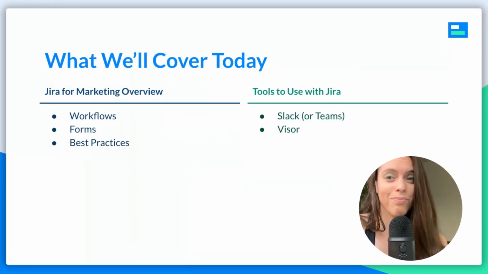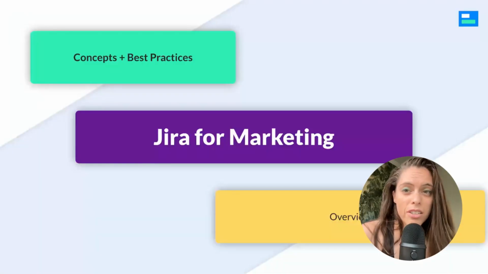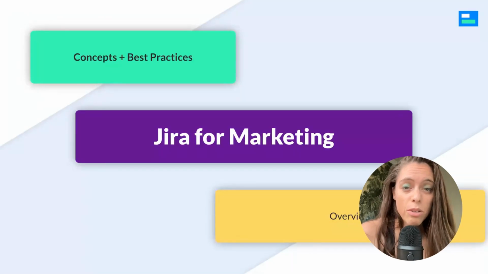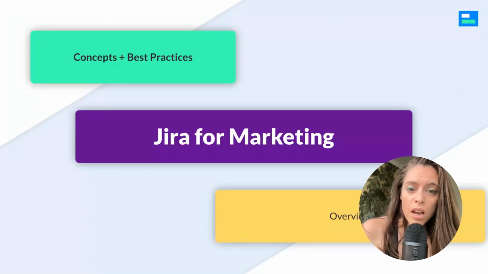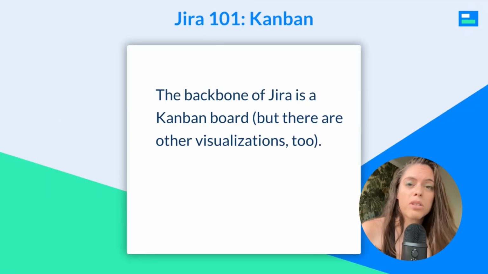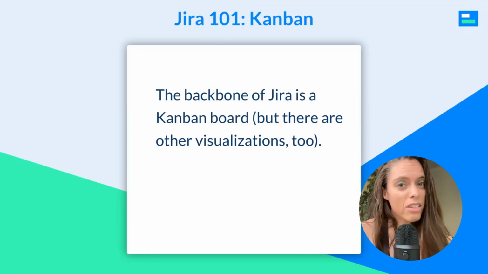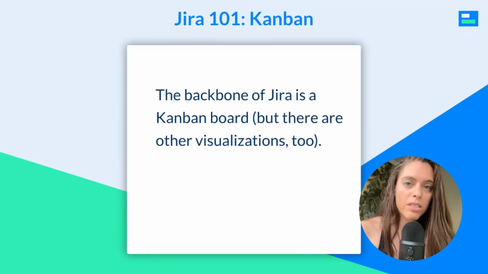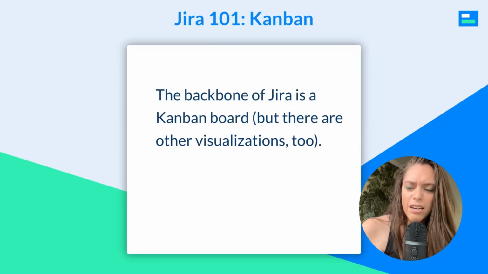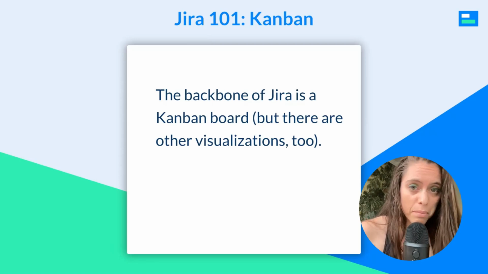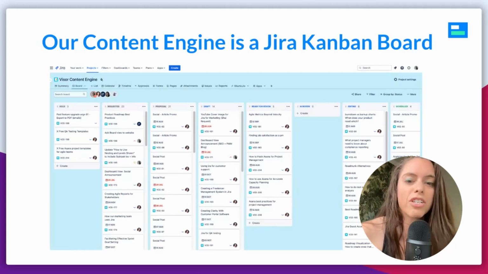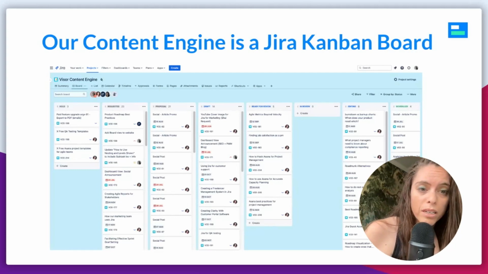So let's get started. Let's dive in and look at some of the main concepts that you need to know to use Jira. First of all, the backbone of Jira is a Kanban board. Yes, there are other visualizations as well, but typically most teams are using a Kanban when in Jira. If you're not familiar with what a Kanban is, it's a board view. Here is our Visor content engine as a Jira Kanban board.